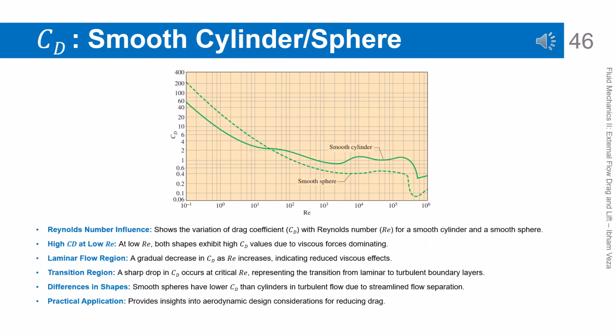Drag coefficient variation for smooth cylinder and sphere. At low Reynolds numbers, viscous forces dominate, so the CD value is very large. As the Reynolds number increases, CD gradually decreases in the laminar region. At the critical Reynolds number, a very sharp drop in CD occurs due to a change in boundary layer behavior. A smooth sphere generally has a smaller CD than a cylinder in turbulent conditions. This graph is very important for understanding the drag crisis phenomenon.